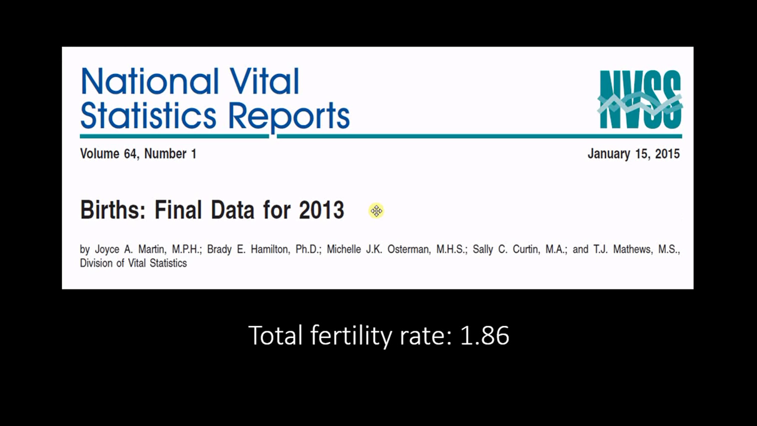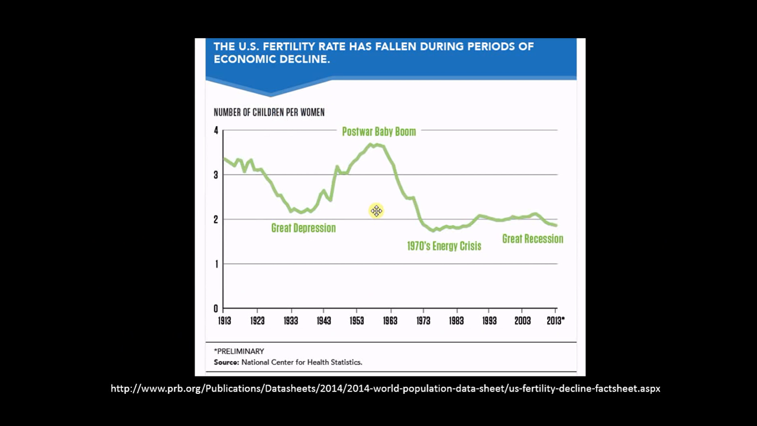The Centers for Disease Control collects birth rate data from states, from birth certificates, and their most recent estimate of the total fertility rate for the year 2013 is 1.86. You can see the U.S. is below that 2.1 cutoff at the moment, so if nothing changes, eventually the population would start to decline, presuming we had no immigration.